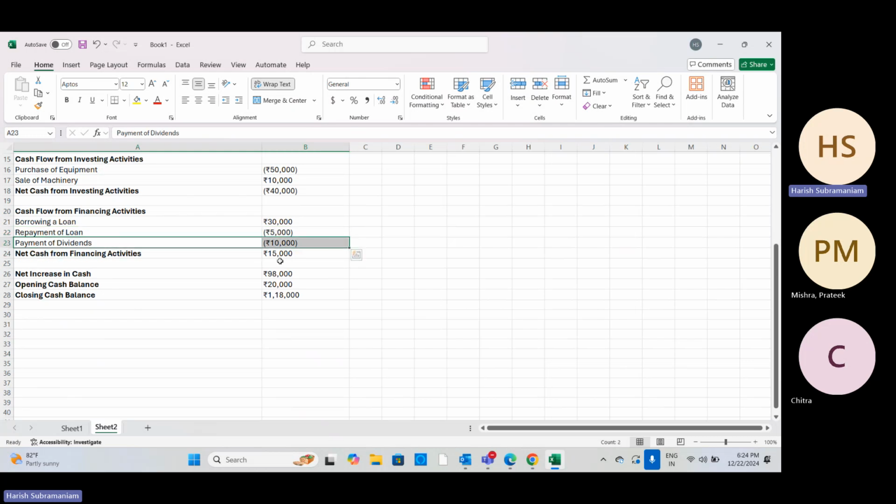And then there is dividends. Whenever we pay dividends, basically the company is losing money. So this is also negative. So we have 30,000 in borrowing a loan, and then this is all the repayment, and then we have another 15,000.